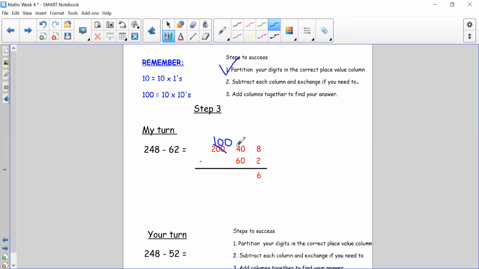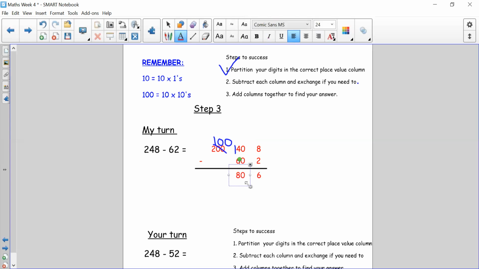So we take 100 from there, we put it here. We now have 140. So 140 take away 60 is going to be 80, because 14 take away 6 is 8. 140 take away 60 is 80. Okay, 100 take away nothing is 100.